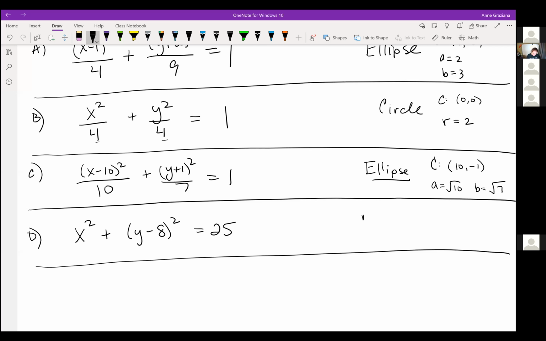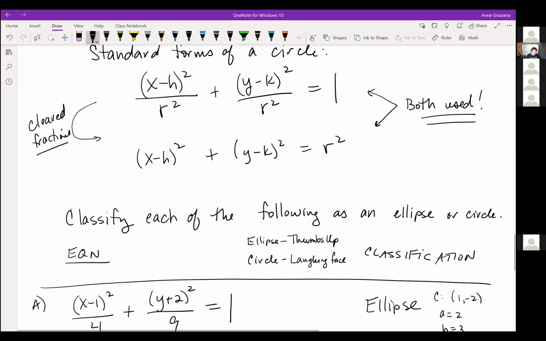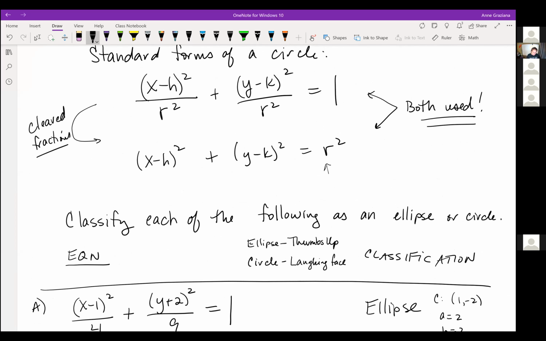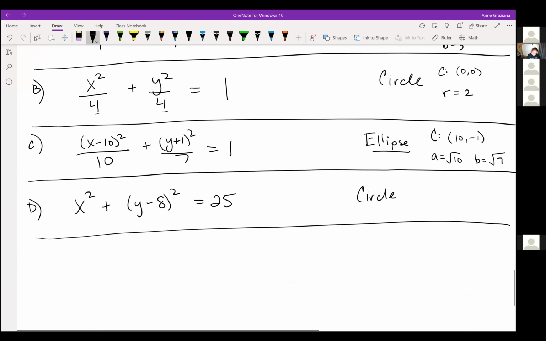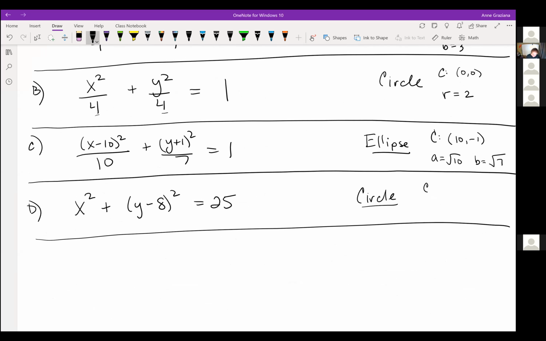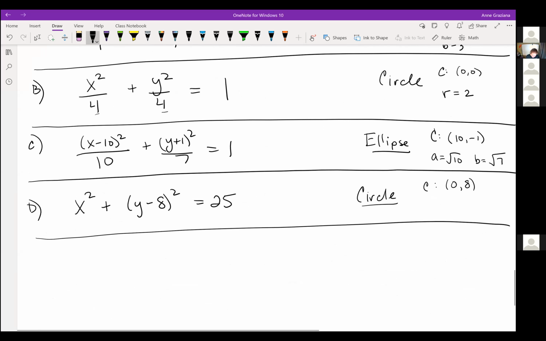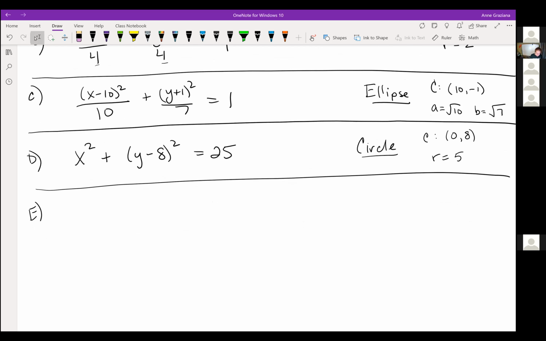All right, sweet. Yes, this is a circle. I gave you this other format where you have something squared. So my center would be 0 because x minus 0 is just x squared. And then the y is 8. And then what's my radius here? 5. It's the square root of 25, which is 5. Any questions so far? All right, now it's going to get tougher.